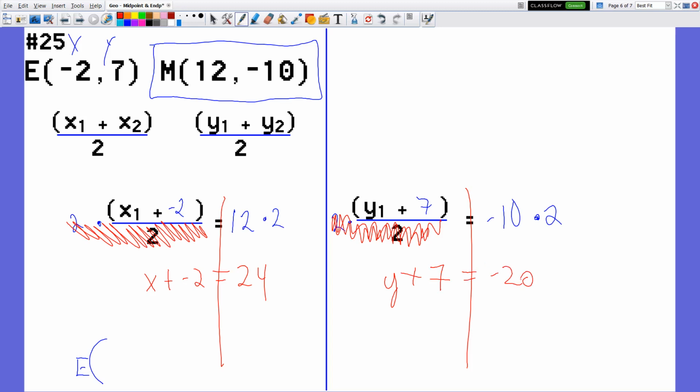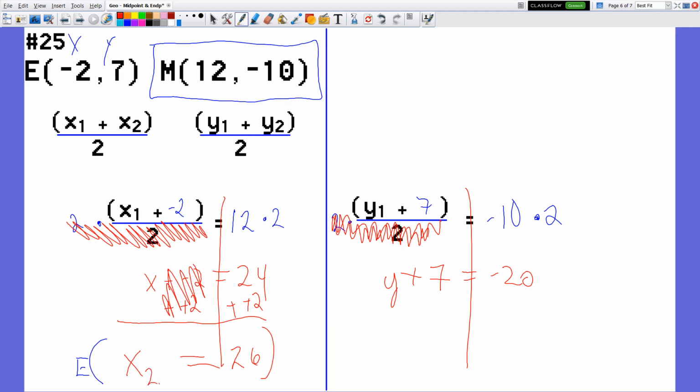This is where we start doing the opposite of what we see in the problem because we're still working backwards. We see plus negative 2, so minus negative 2, minus negative 2. Do it to both sides. Double negative makes positive. We know that. Slash and dash. X equals 24 plus 2 is 26. Okay, so we have an x value of 26.